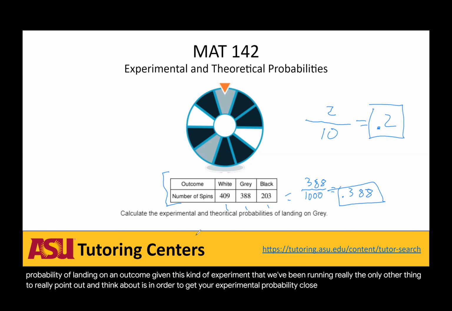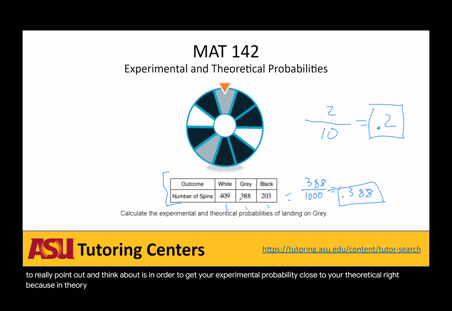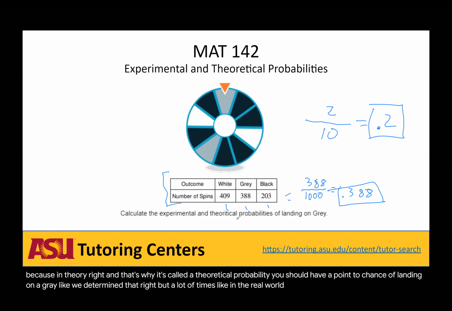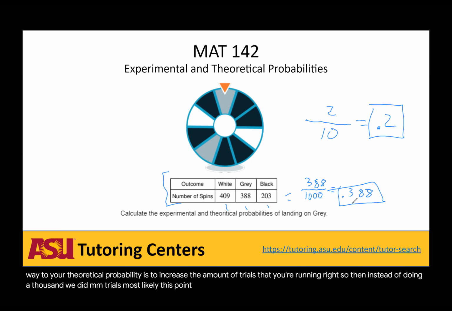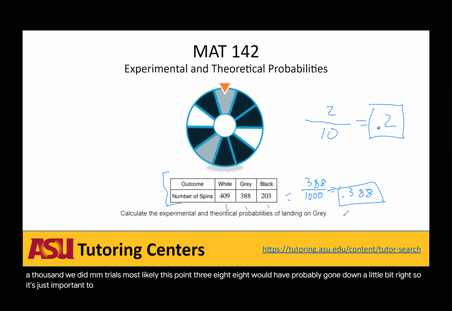The only other thing to point out is how to get your experimental probability close to your theoretical. In theory, and that's why it's called a theoretical probability, you should have a 0.2 chance of landing on gray, like we determined. But a lot of times in the real world, that doesn't actually happen. A way to get your experimental probability closer to your theoretical probability is to increase the amount of trials that you're running. Say instead of doing 1,000, we did 2,000 trials. Most likely this 0.388 would have gone down a little bit. So it's important to keep those things in mind.